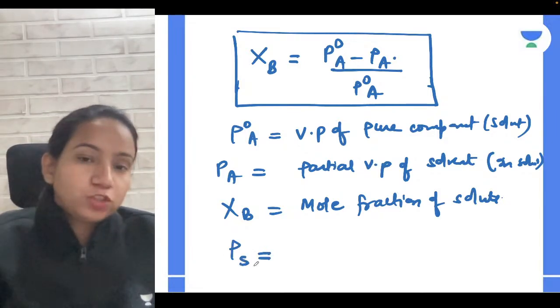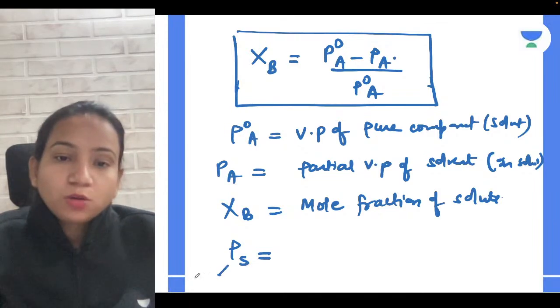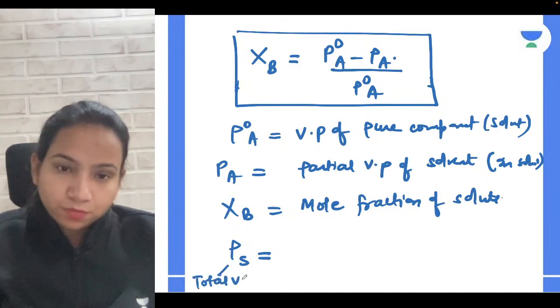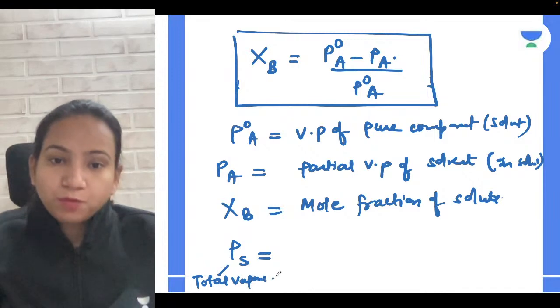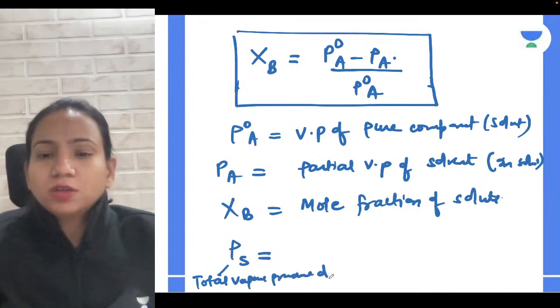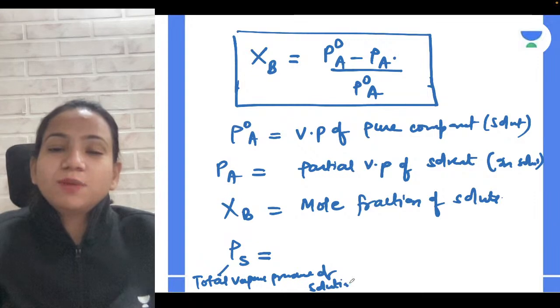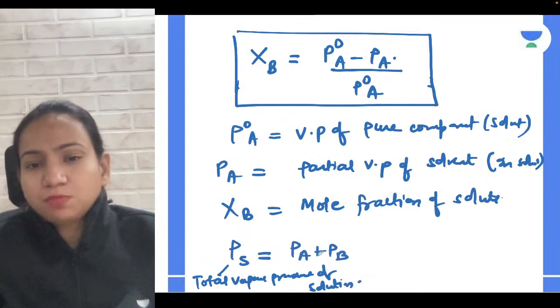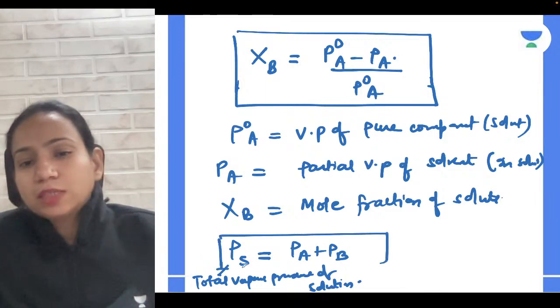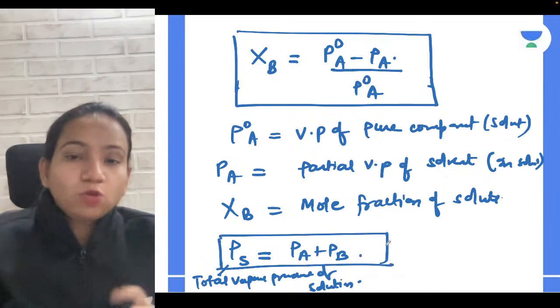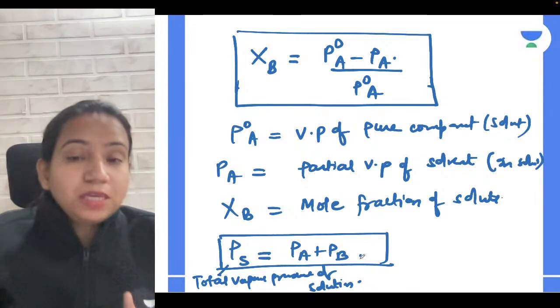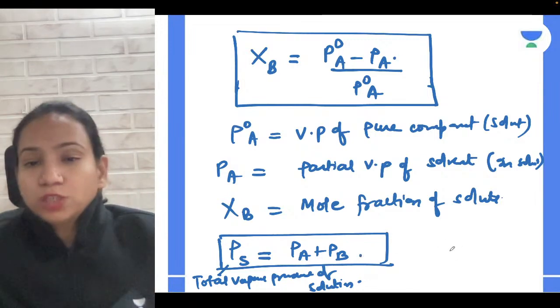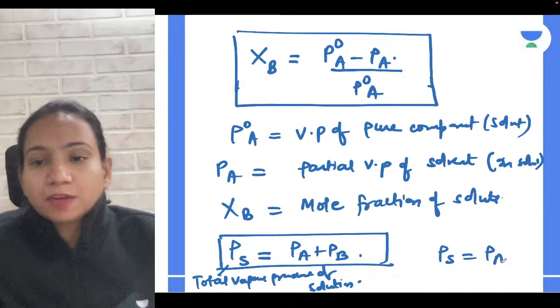total vapor pressure of the solution, PS is the total vapor pressure of solution. What is vapor pressure? It's very simple, the pressure exerted by the vapors of a liquid. Whatever is the partial pressure of A and B in the solution, that will give me the total vapor pressure. But I know PB is equal to 0, so it means PS is equal to PA.